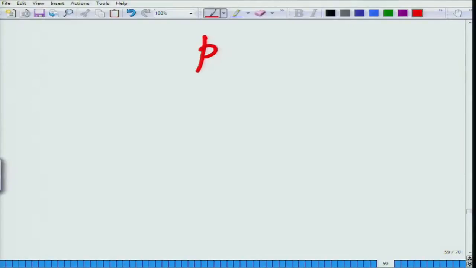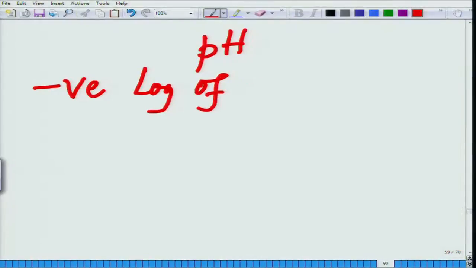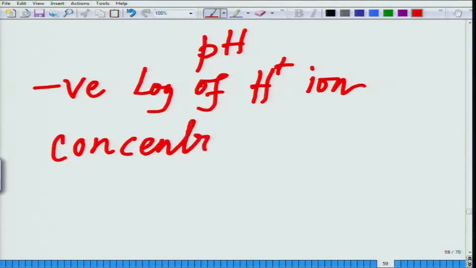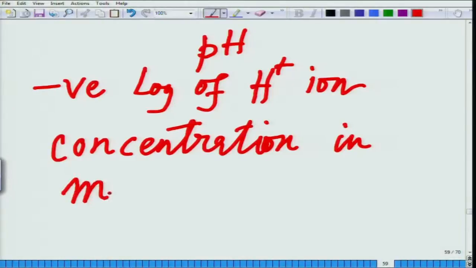So, let us introduce the concept of pH here, which will help us understand a little more about how our own body works. For those of you who have forgotten the definition of pH, it is basically the negative log of the H plus ion concentration in moles per liter.